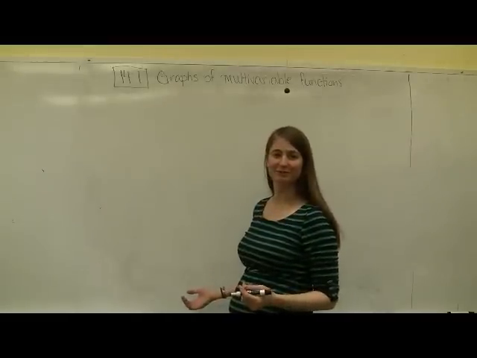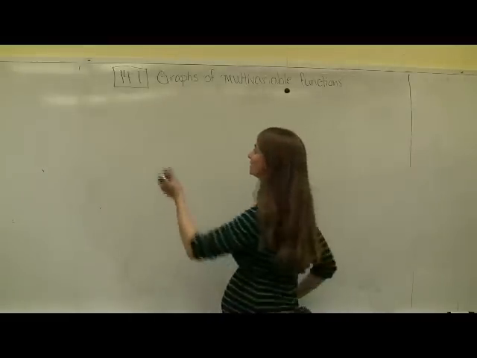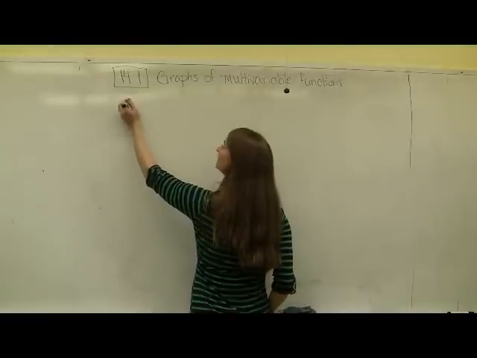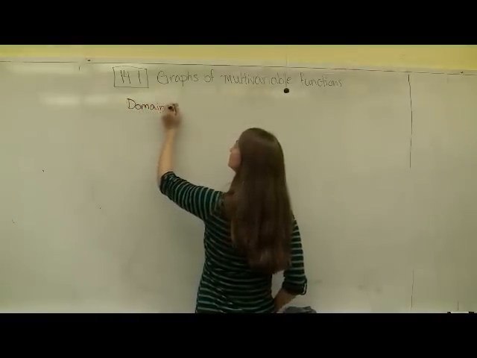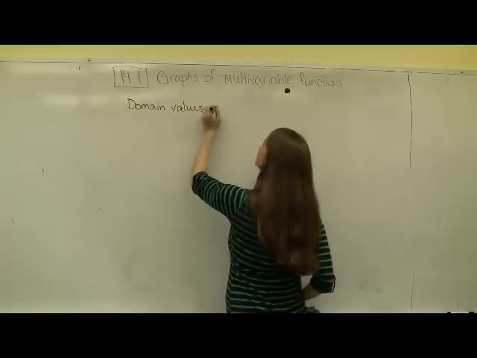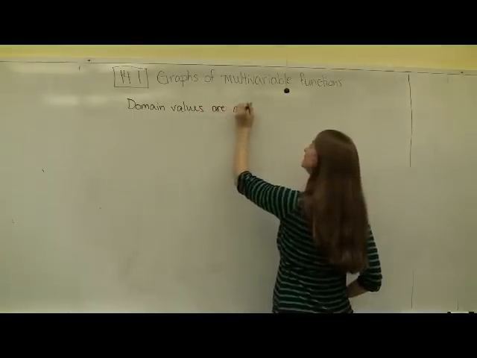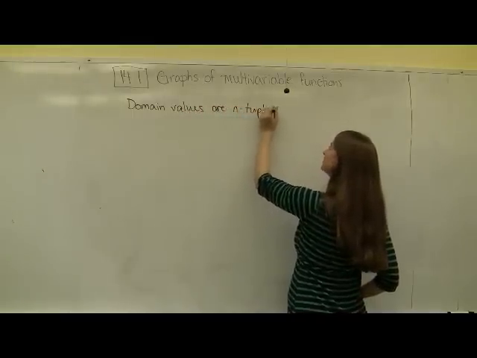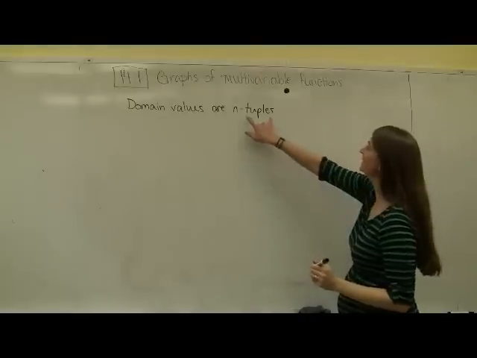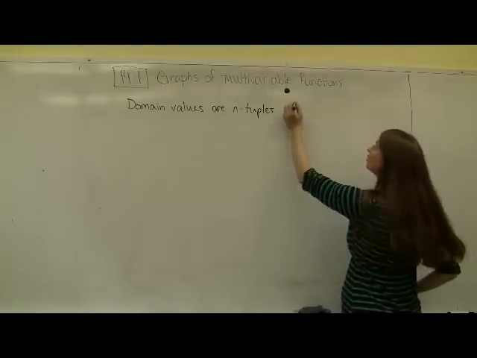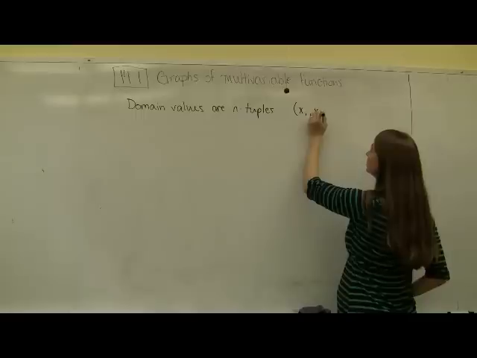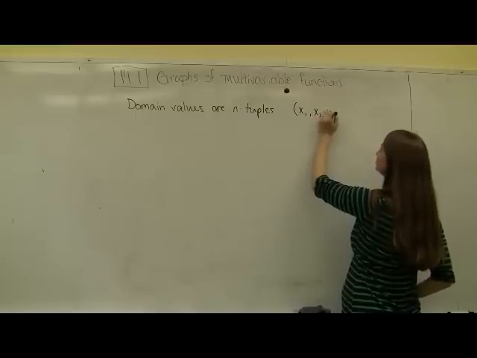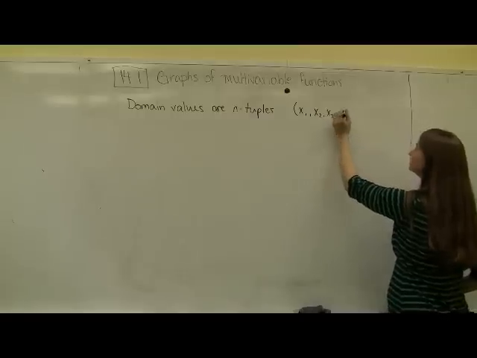So what is a multivariable function? A multivariable function is a function whose domain values are n-tuples. What does that mean? It means typically we talk about ordered pairs. Instead of ordered pairs, we could have ordered triples or ordered quadruples if we had 4 different inputs.